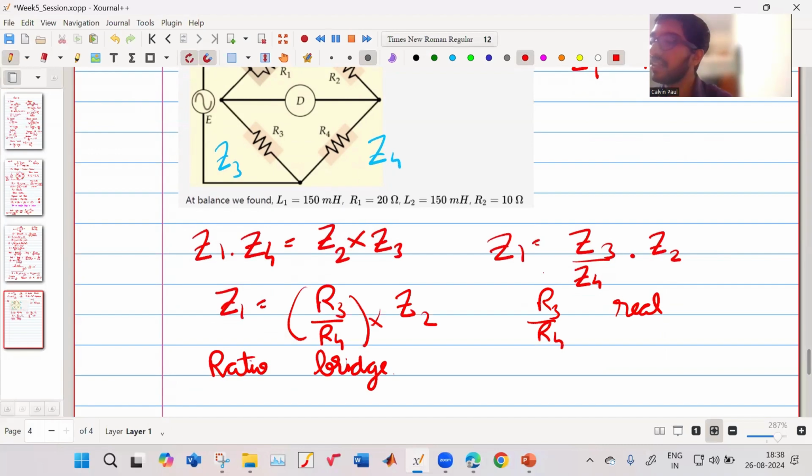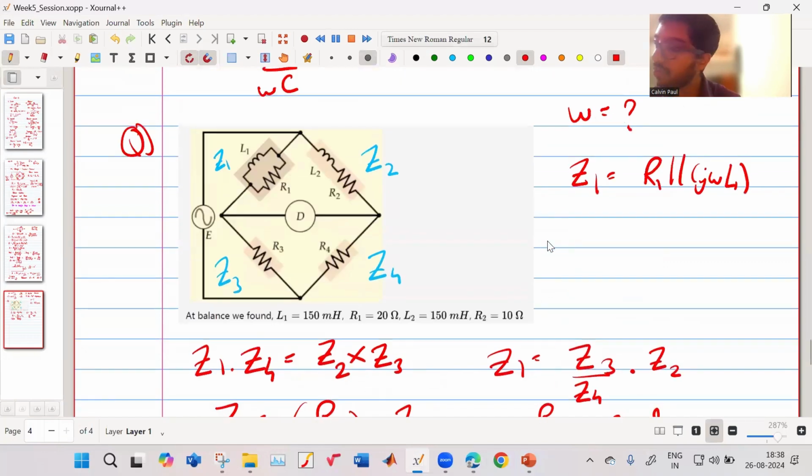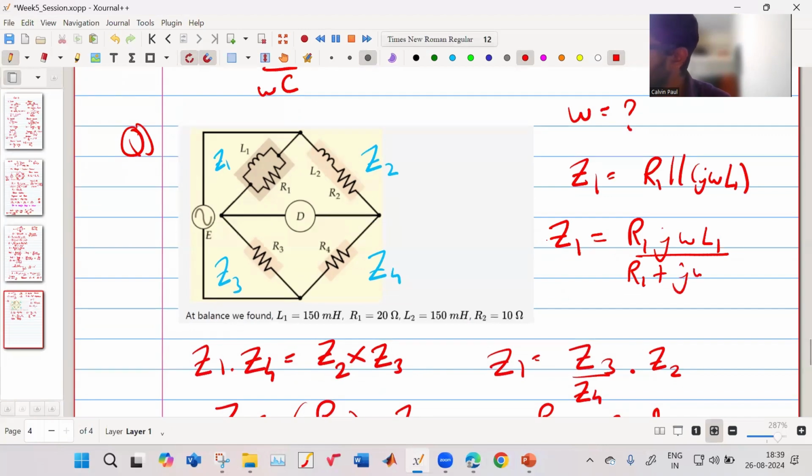Okay, such bridges are a little bit simpler to find the balance condition. So now, what is your Z1? Can you calculate and tell me? I want it as an expression of R1 and L1, not the values. Z1 is R1 into j omega L1 upon R1 plus j omega L1.